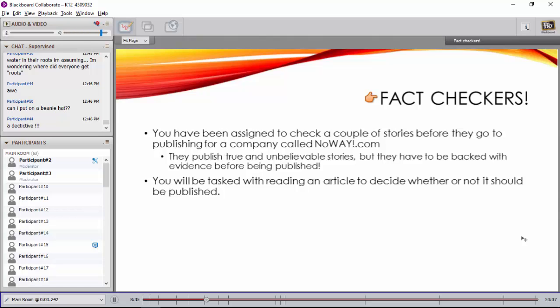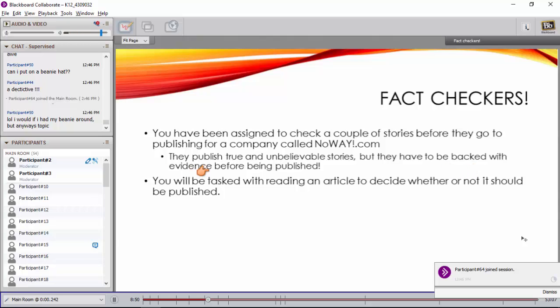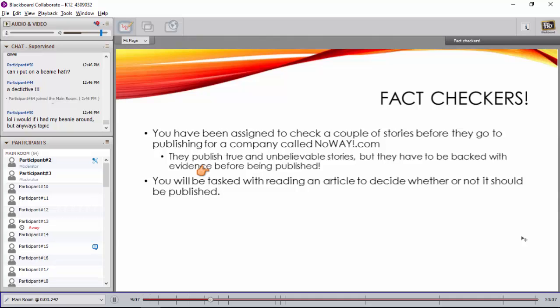Okay, so you've been assigned to check a couple stories before they go to publishing for a company called NoWay.com. NoWay.com publishes true and unbelievable stories, but they only publish them if they're backed with evidence. Okay? So you will be looking at these stories and then looking at resources, which are factual resources. We have already been proven to be correct. You're going to be checking a story with the resources and seeing if the claims made in the story are true, or if they're not, they would be false, and then we would say, don't publish this article. It's not a good article. Okay? If it's true, we say, green check, go ahead, run it to publishing, and you can post it on the website. Okay? Does everyone follow?